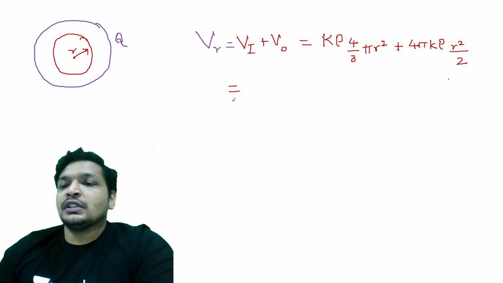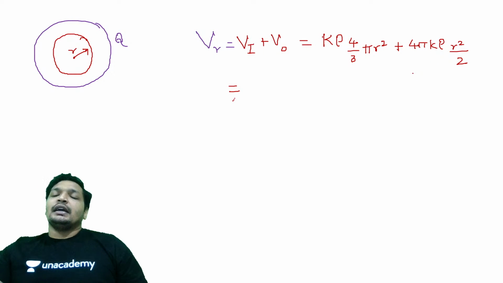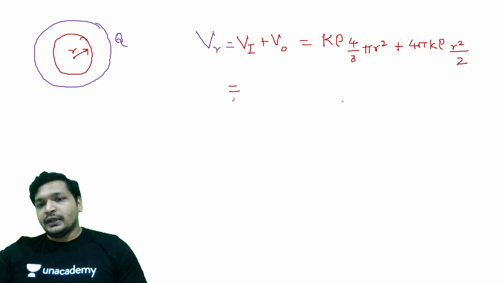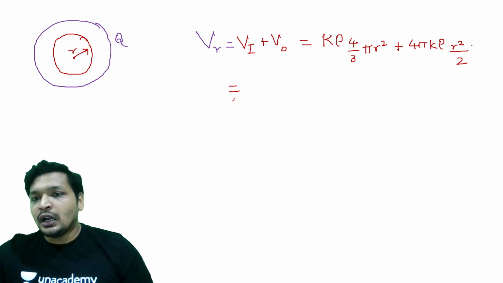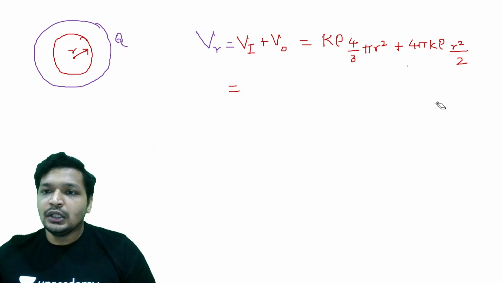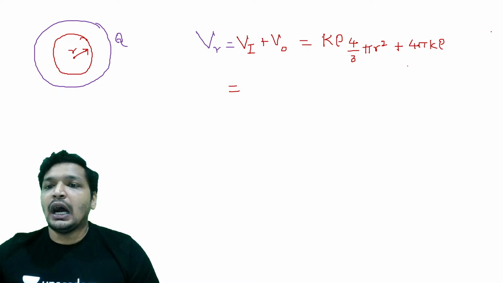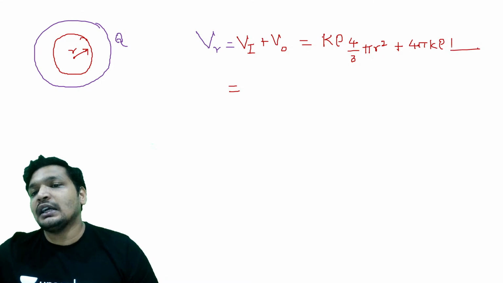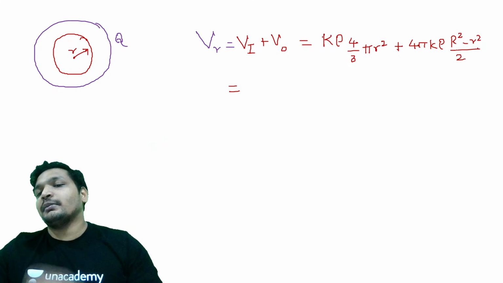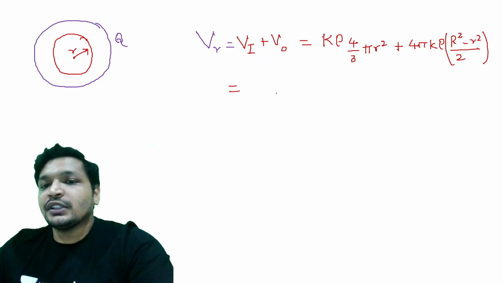I hope you understood this point. How did we get it? It's basically K into Q by R, and there we would have R dr left over, so that would come out to be R square by 2. And a small correction, guys, this is not just R square by 2. This should be capital R square minus r square by 2. So just write down further this equation.